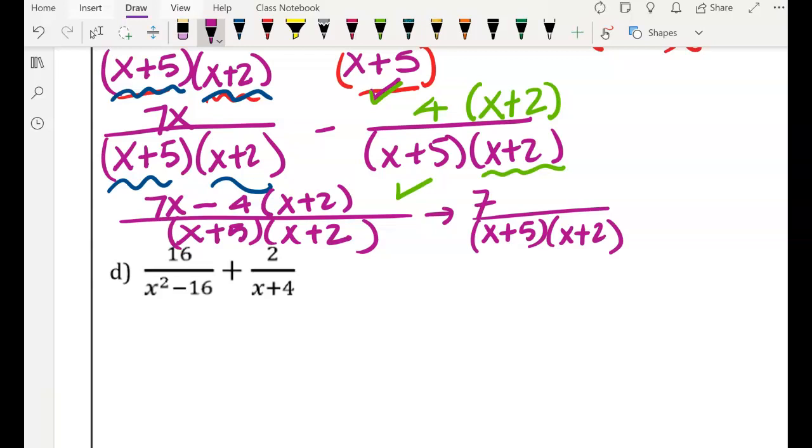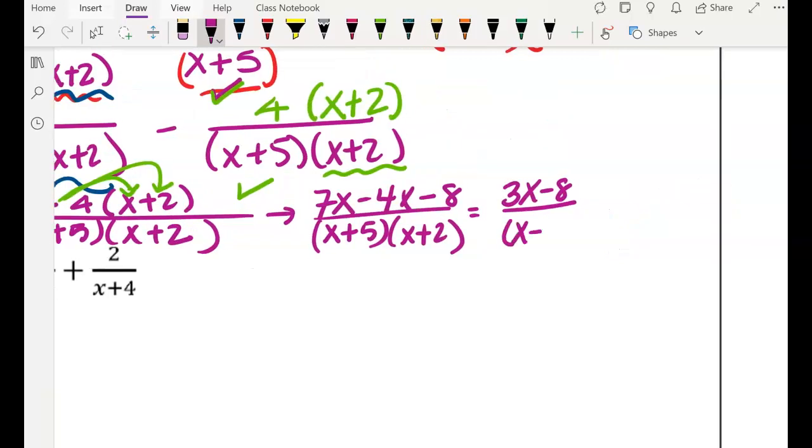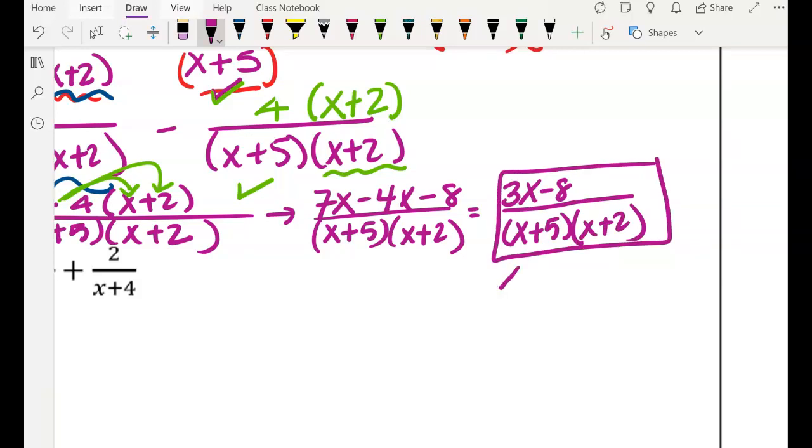But on the top, as you can see, negative 4 times x, students, is going to give us negative 4x, so 7x minus 4x. And then a negative 4 times a positive 2, that's going to give us a negative 8. So we must combine like terms on the top. 7x minus 4x, students, that's 3x minus 8. And that's not going to be factorable, so we are going to drop the LCD, aka your denominator, down, and we are going to box it up. But don't forget, we also have to state the restrictions. x can never ever be negative 5 or negative 2, and we box that up as well.